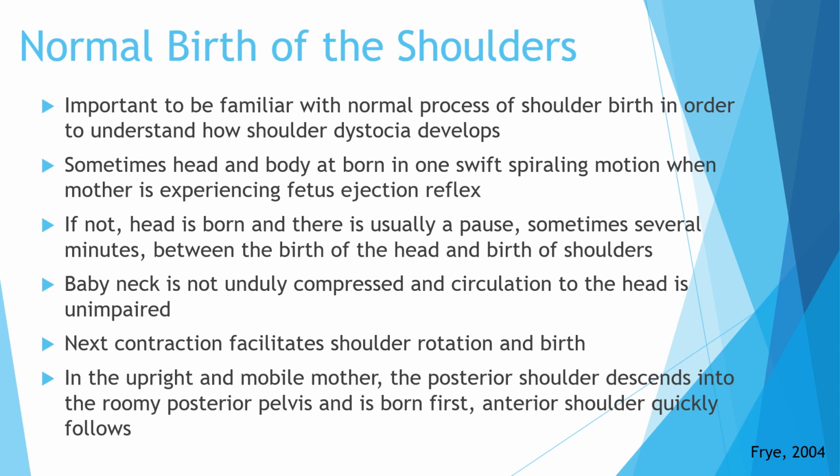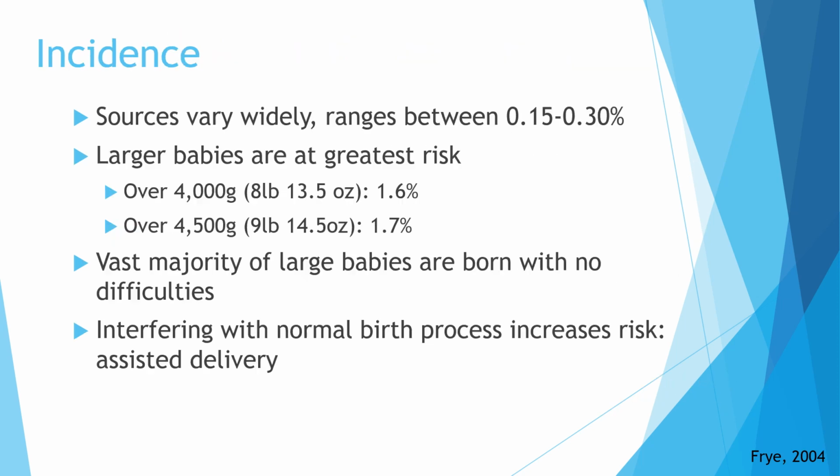The next contraction facilitates shoulder rotation in the birth of the baby. In the upright and mobile mothers, this posterior shoulder descends into the roomy part of the posterior pelvis and is born first, and then the anterior shoulder is quickly followed. In the medical community where there's active management of the birth process, the anterior shoulder tends to be delivered first.